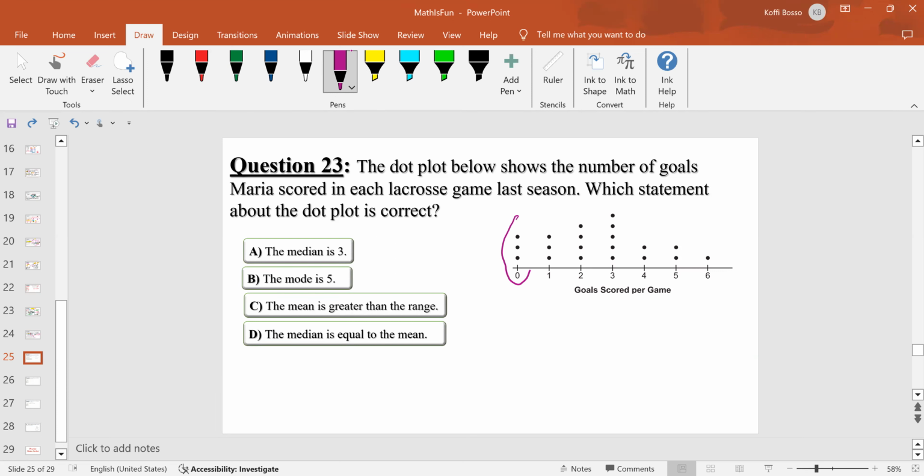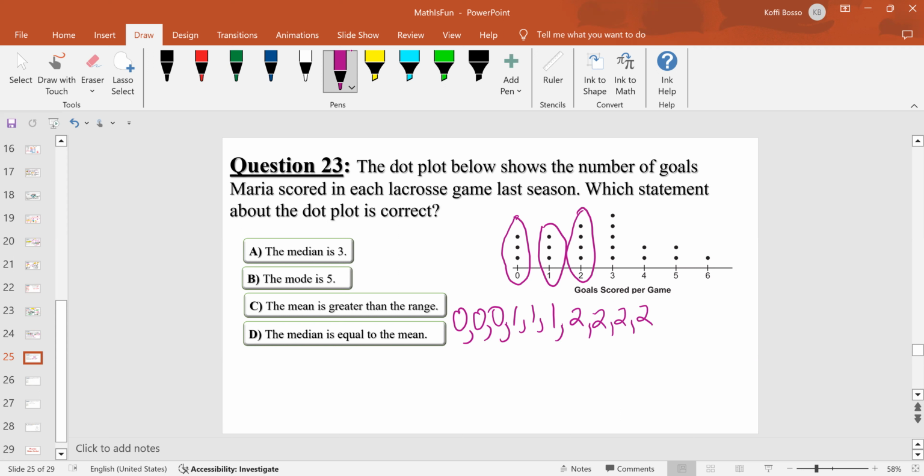When you have a 0 and you have a 3 dot there, that means you have a 0, 0, 0. You have a 0 3 times. After that, we have a 3 dot at 1. That means you have a 1, 1, 1. That's the way to understand the dot. After that, we have 4 dots at 2. That means you have a 2, 4 times.